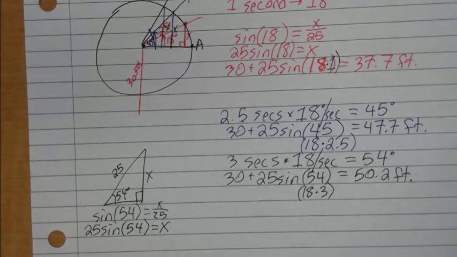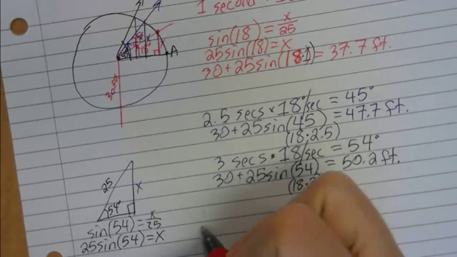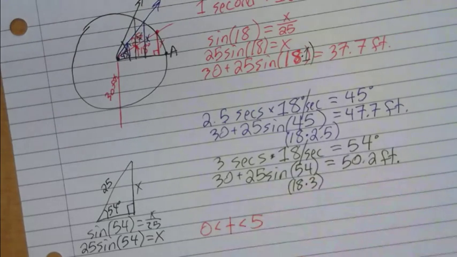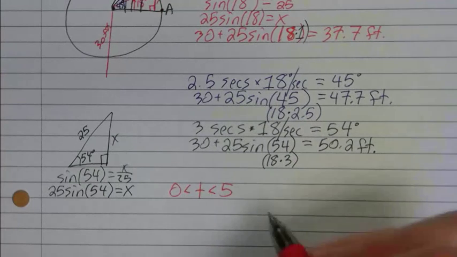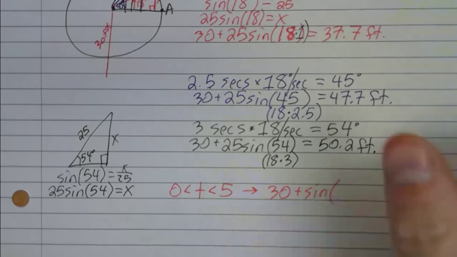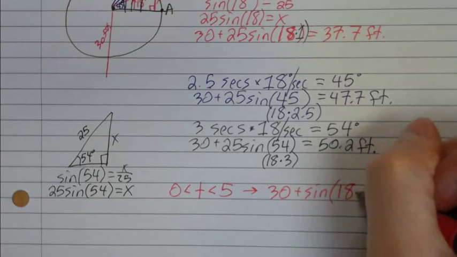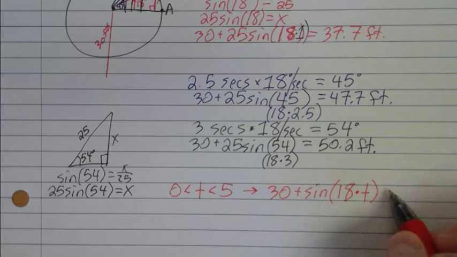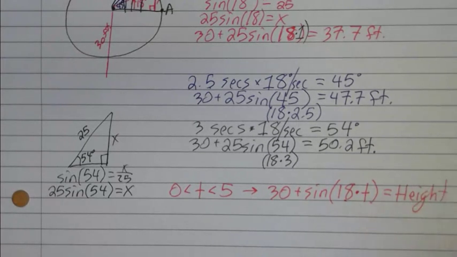So that means that for our first quadrant, anywhere between 0 and 5 seconds, we could use the equation 30 plus 25 sine of 18 times how many seconds we used, because 18 degrees per second times the number of seconds gave us the angle we needed in all these examples. And that would equal our height. So we found an equation that works for anything between 0 and 5 seconds.